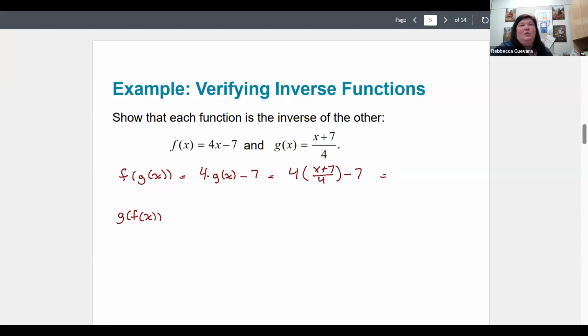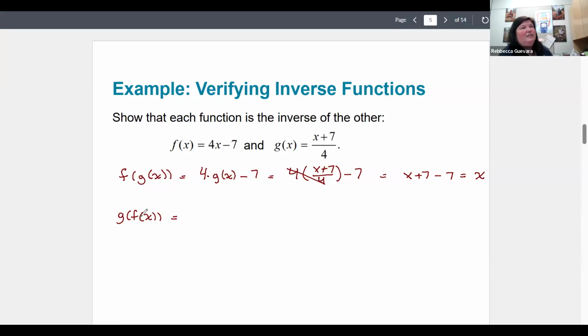So right here we see that we're dividing by 4 in g, but f has its multiplication, and those are going to cancel out. So then that x plus 7 is free now. And we have the x plus 7 minus 7. So we got plus 7 minus 7, so both cancel out, and I'm just left with x. So as we see, the inverse functions are undoing each other. Now we've got to make sure this happens the other way around.